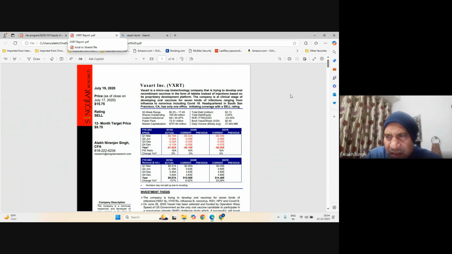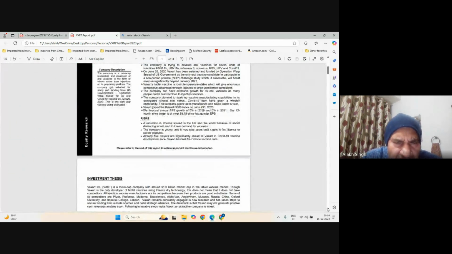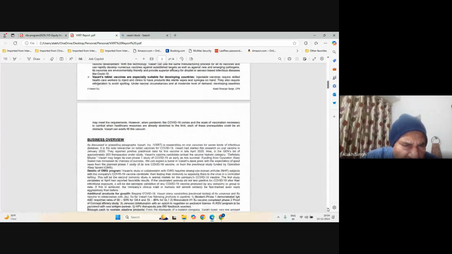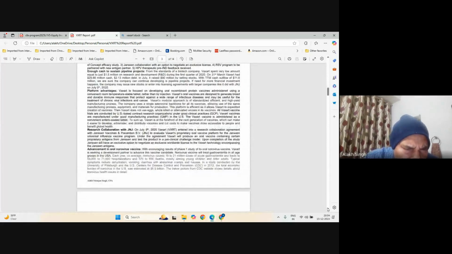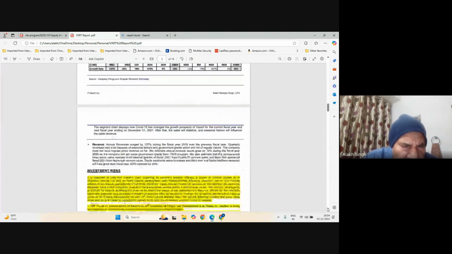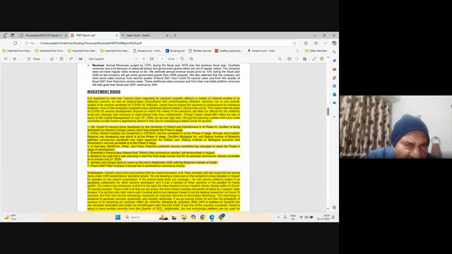So let me see what I had recommended for sell. Had I recommended in this investment thesis, better business advancement in, okay, where manufacturing, yeah, here it is. Investment risks. It is important to note, so I have highlighted it in red. Okay, now the conclusion. So let's see what I had written in the conclusion.